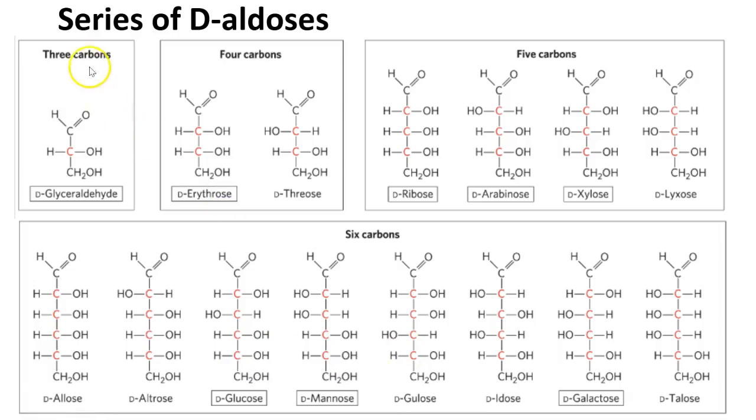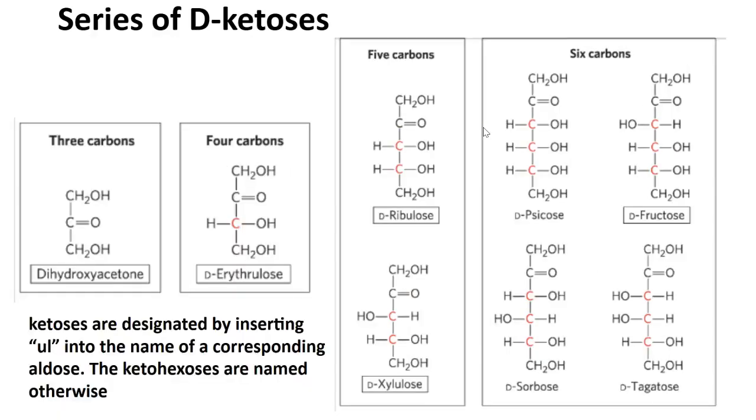And so they're just showing a family of 3 carbons and 4 carbons and 5 carbons and their associated names. I'm not looking for you to memorize these all, but this is more so to start becoming familiar with these series of carbohydrates.